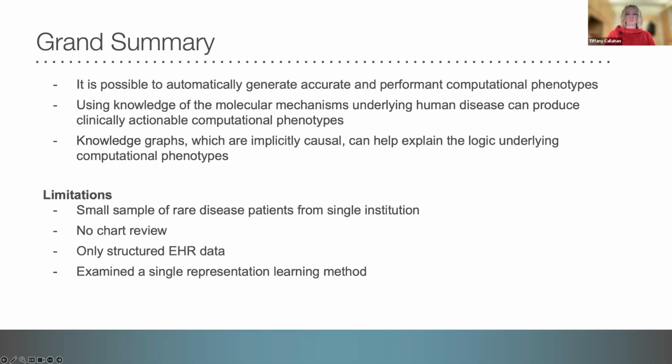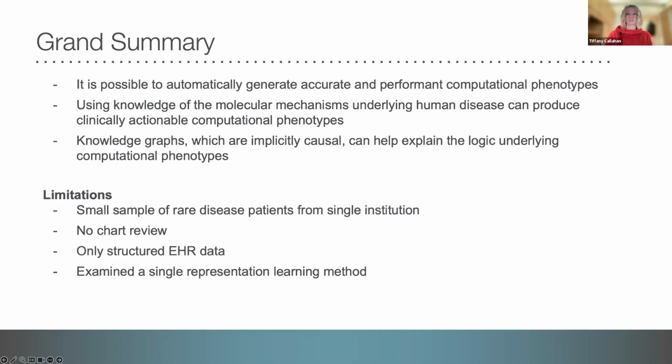And so our grand summary, because both of these studies were definitely not without limitations, what did we learn? It's possible to generate both accurate and performant computational phenotypes using a more automated approach. But it matters what data types you use and what sampling window, and ultimately those things are dictated on the use case of the disease of interest. Using knowledge of the molecular mechanisms that we know underlies human disease can produce potentially clinically actionable computational phenotypes.